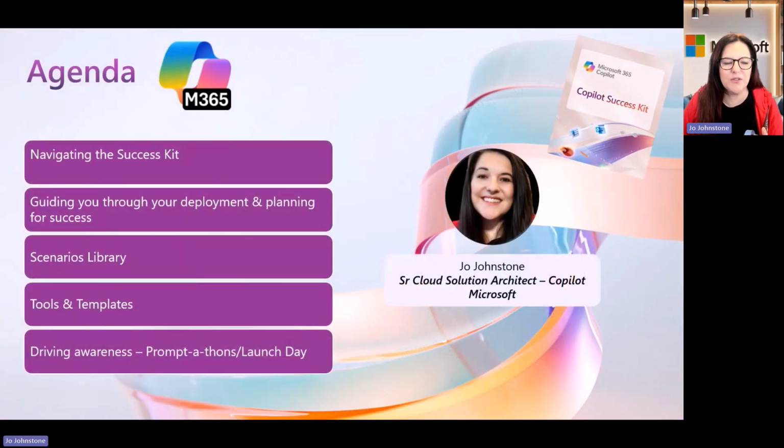Now, what am I going to take you through today? I'm going to look at navigating the Success Kit, how do you get your way around it? I'm going to take you through some of the guides that are there for deploying and planning success. We're going to take a look at the scenario library. There's an awesome tools and templates section with loads of hidden gems in there. I'm going to show you that. And then we're also going to talk about what you've got in there to drive awareness.